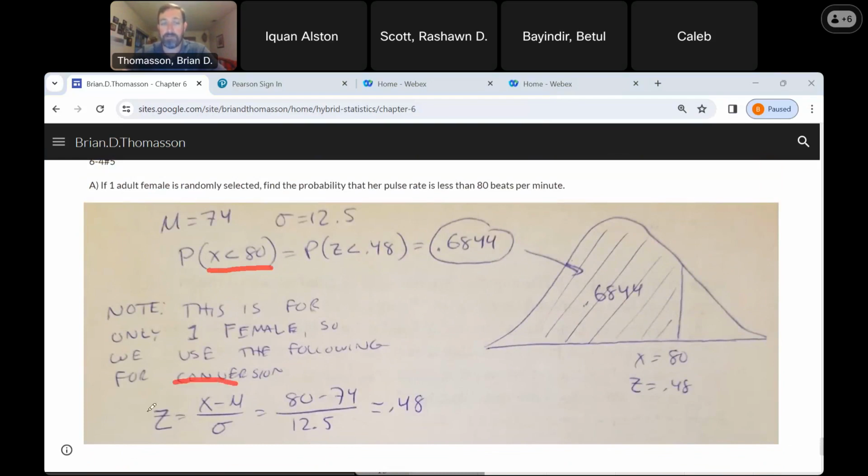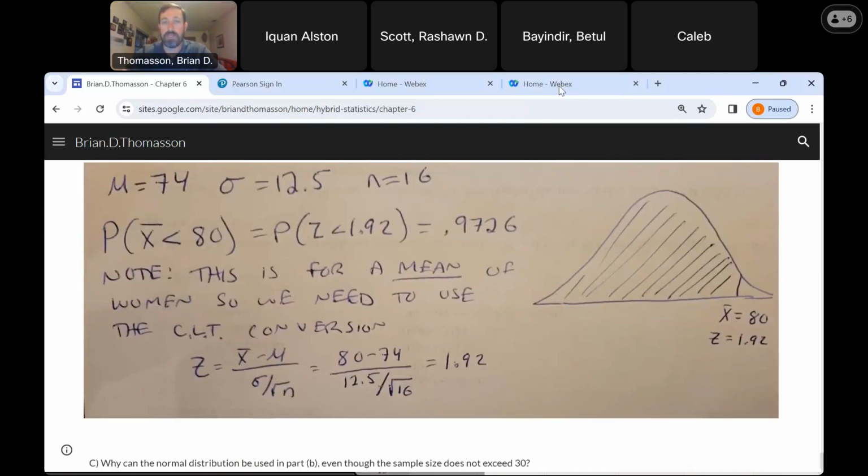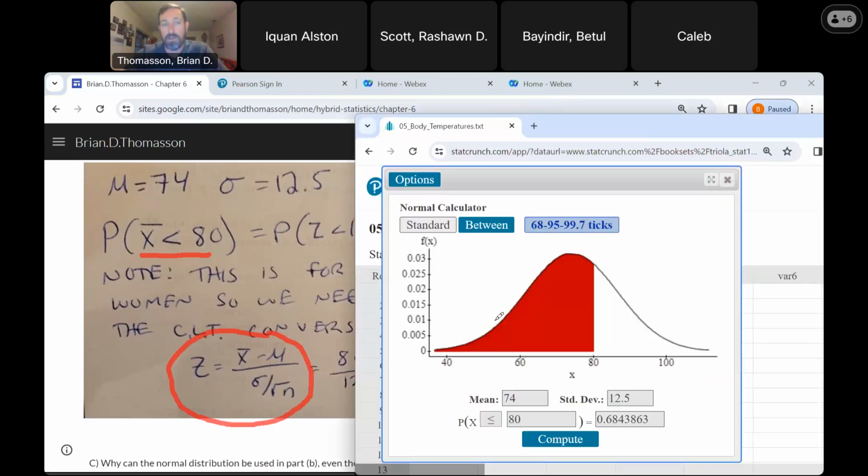If we're talking about a single female, we would have to use this conversion. When we're talking about a mean of females, which we are now, we'd have to use a new conversion. In other words, the new standard deviation. Now, this is where we have to be careful. We have our mean of 74. We're looking for less than 80. But what's incorrect here is our standard deviation. Our standard deviation has changed. It's no longer 12.5. It's 12.5 over the square root of n.